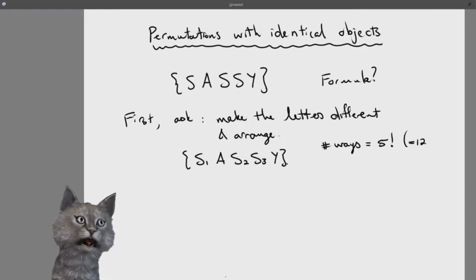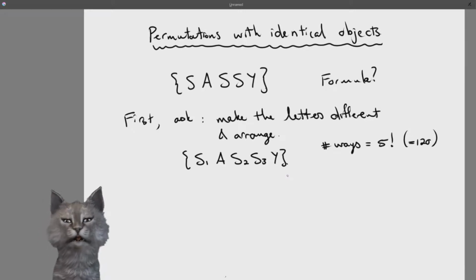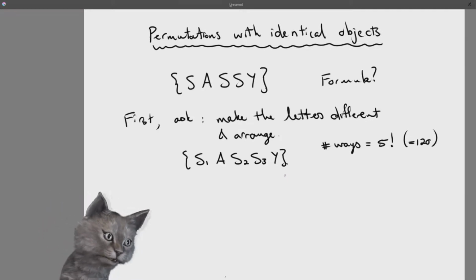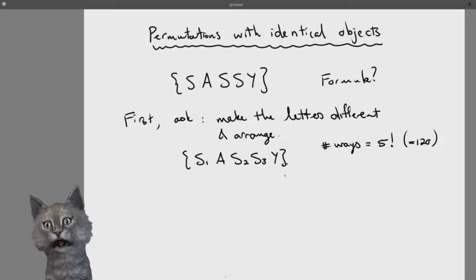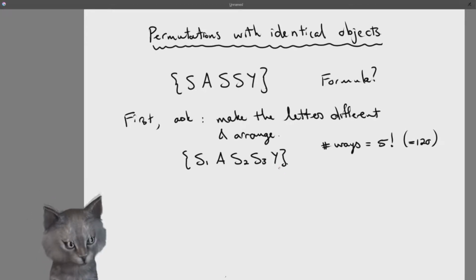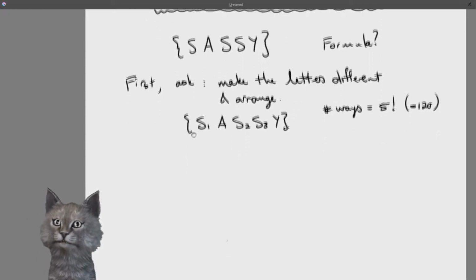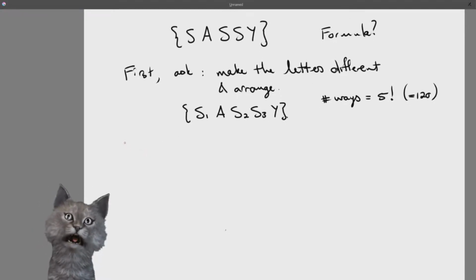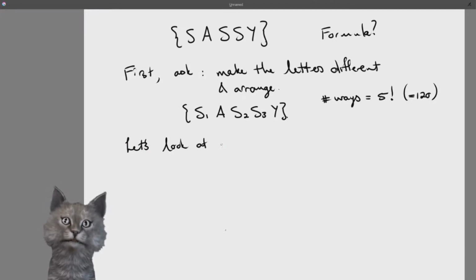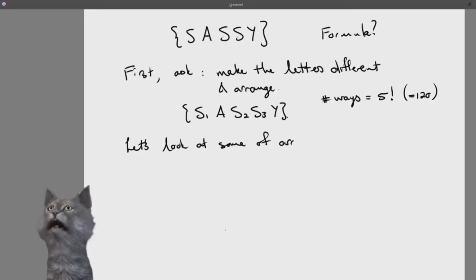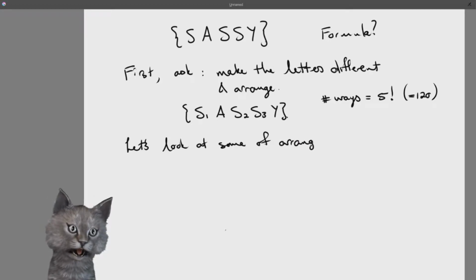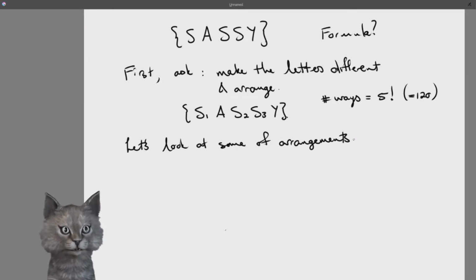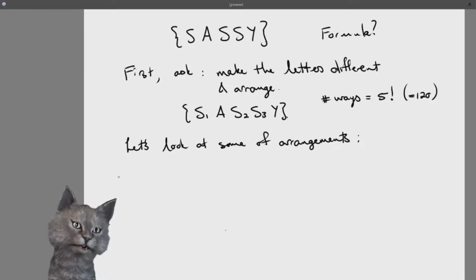And we know that comes out to 120, whether you do 5 times 4 times 3 times 2 times 1, or you do it on your calculator. Either way, it is 120. So now let's look at some of these arrangements. Of course, 120 is a whole bunch, and I don't want to write them all out. Let's just look at some of them.